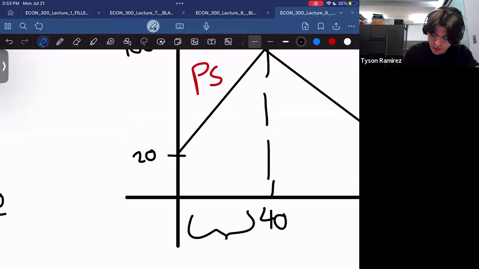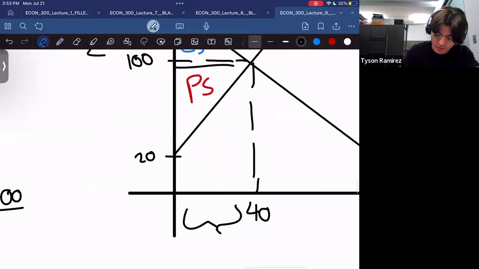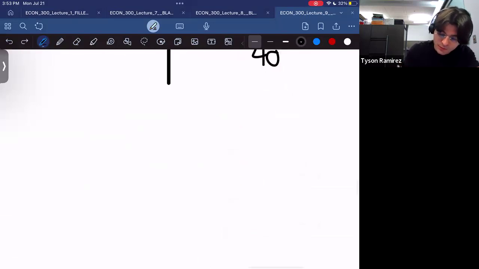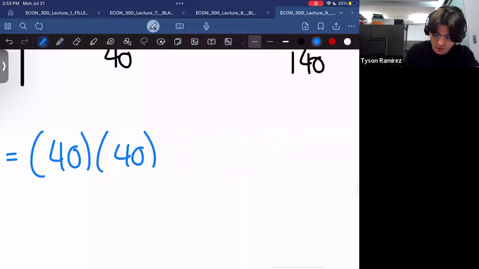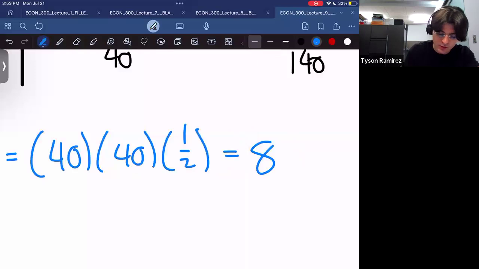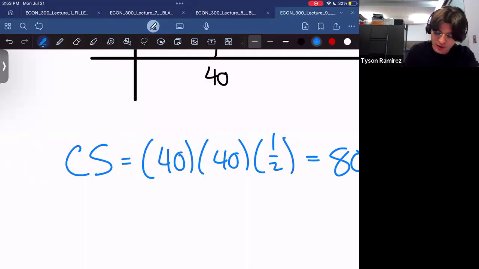And then the width, sorry, if that was the height of the triangle, then what is the base? It's simply this measurement. I'm going to take my scribbles away. So producer surplus is equal to, we have 40 times 40 times 1/2 because we're working with a triangle. So I'm sorry, that's consumer surplus. I did the color right, I said it wrong. Consumer surplus is equal to 80.